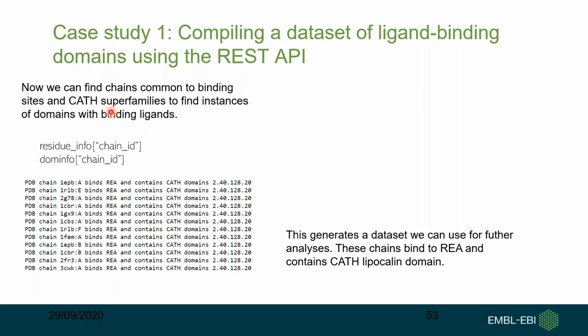Once we have done that, what we can do is cross-reference what is in the binding site chain ID, here referred to as residue info chain ID, with the domain info chain ID, which is what we obtained based on the compounds and SIFTS call earlier. Once you do that, you have used multiple API endpoints to generate a dataset, and this dataset we can use for further analysis. So we have this dataset of chain IDs, and we know that these chain IDs bind to RIA, and that these chain IDs contain CATH domain. In this particular example, they all contain CATH domain lipocalin.